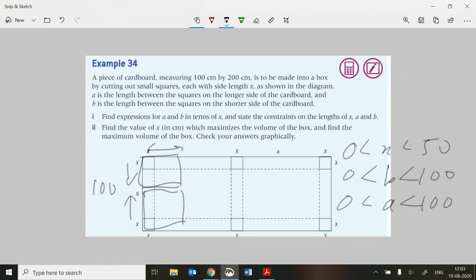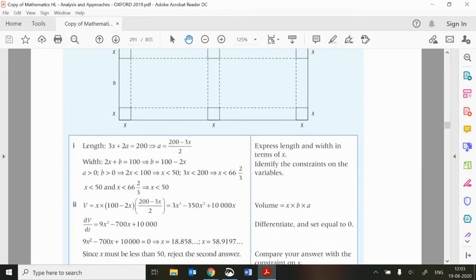And we also know, in fact, that a is the longer side. So we also know that a is bigger than b as well. So that's another constraint that we might need to deal with at some point. Okay, well, again, let's just check those ones. Let's see what constraints they're coming up with.